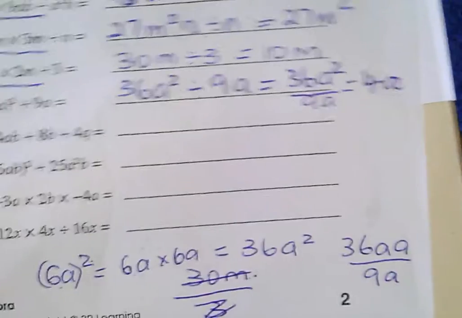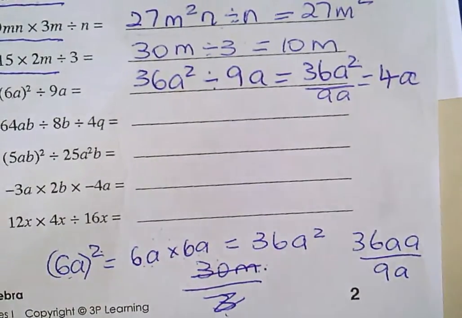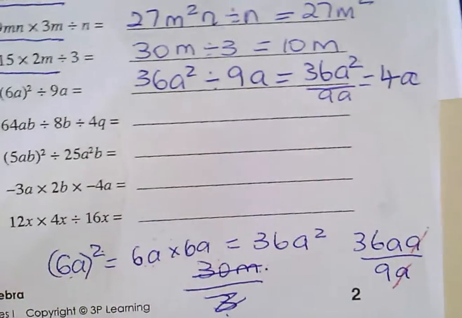Do you look what I've done down here? 36a squared is 36 times a times a. And see how I can cancel? And I've got 4a. Wait, I'm not finished.